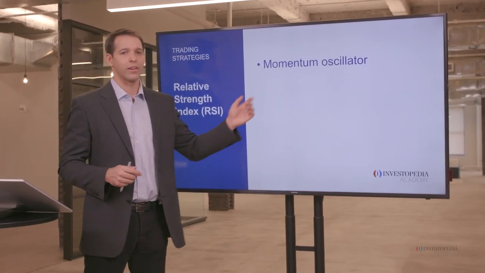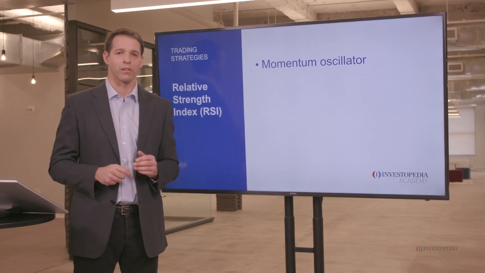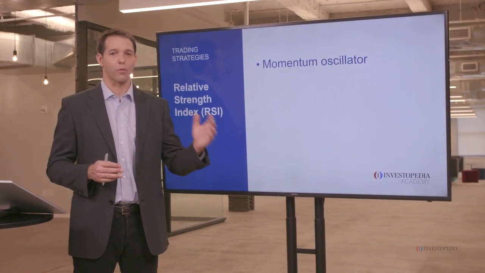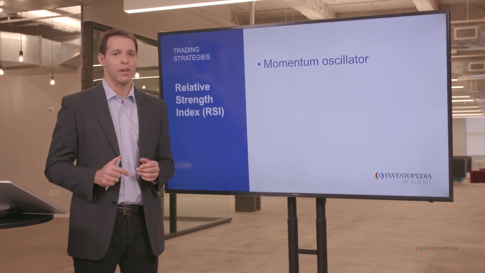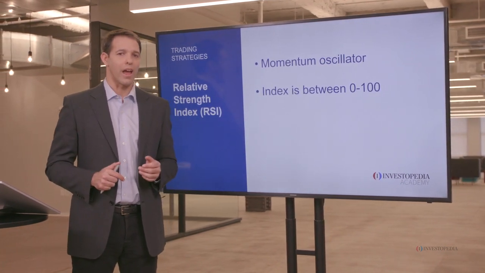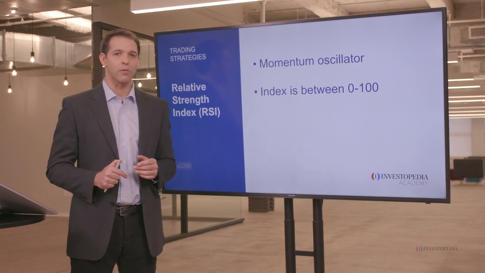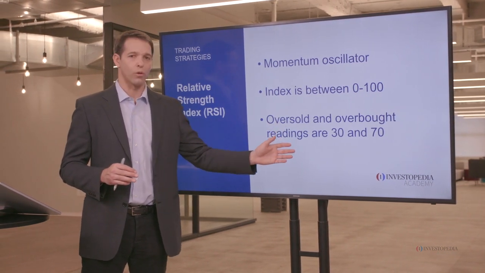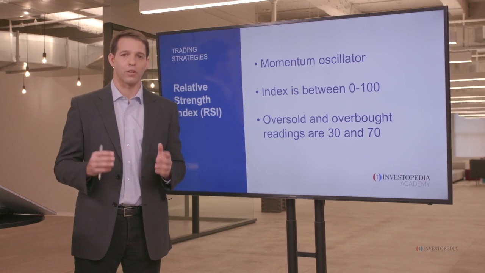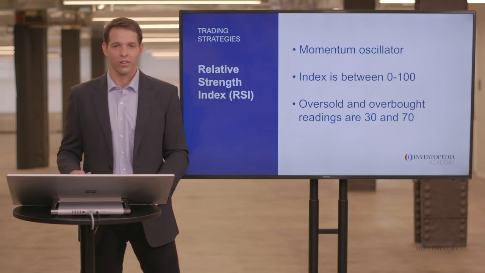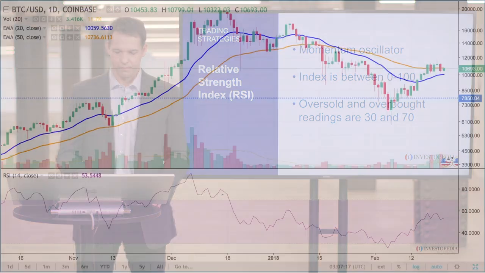Now, the relative strength index is a momentum oscillator. It basically measures the health of the market, specifically the health of the rally or the health of the sell-off. It's calculated on an index between 0 and 100. And between these numbers, there's some key readings. So a reading below 30 is considered oversold, and a reading above 70 is considered overbought. Now, let's get into a few charts to help us determine this.